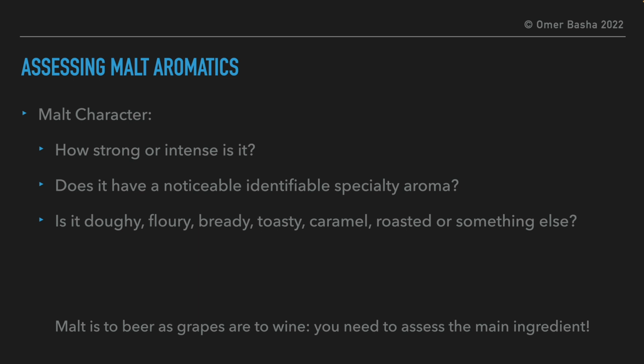Now we will move on to talk about each of the aroma components and start with malt. When we come to evaluate and comment about the malt aroma, we need to ask ourselves a few questions. How strong is it? How potent or concentrated is it? Does it have an aroma of specialty malts? Does it have an aroma of flour, dough, bread, toast, or something else? Caramel, maybe? It's important to remember, malt to beer is like grapes to wine. It is the main ingredient that gives sugars and flavor to the drink. It is impossible to evaluate a beer without appreciating the main ingredient.